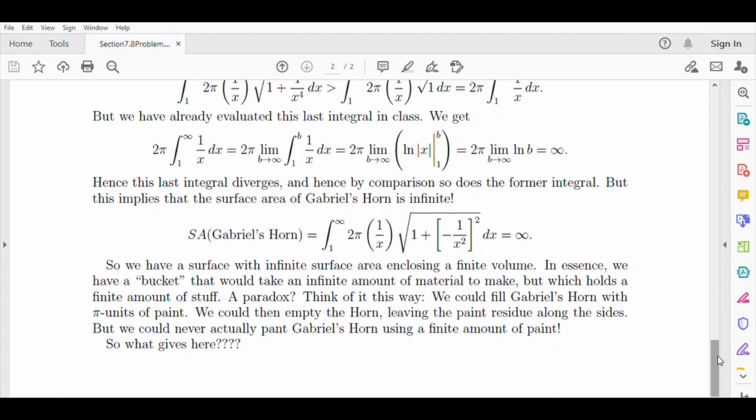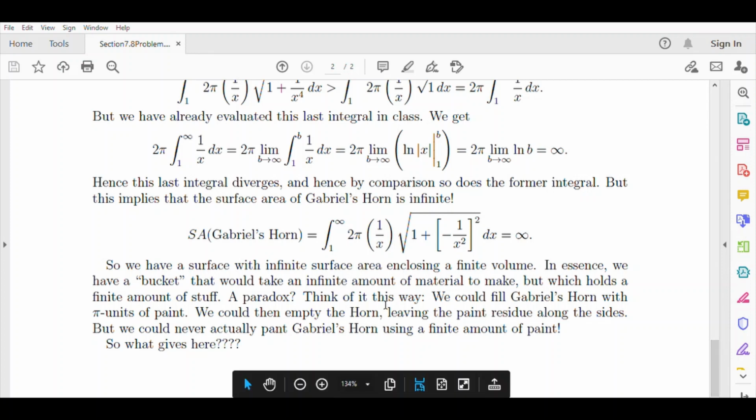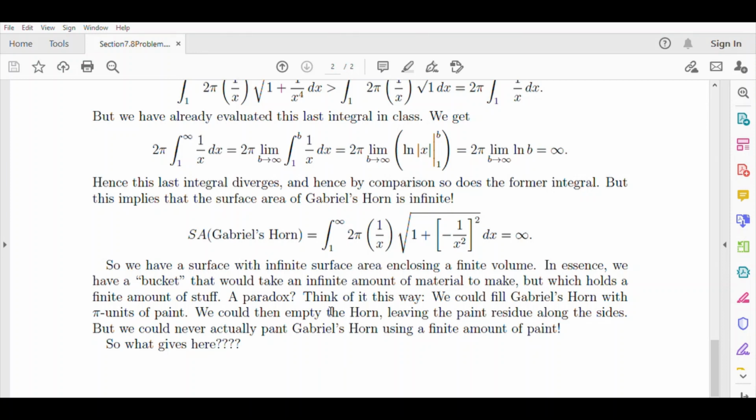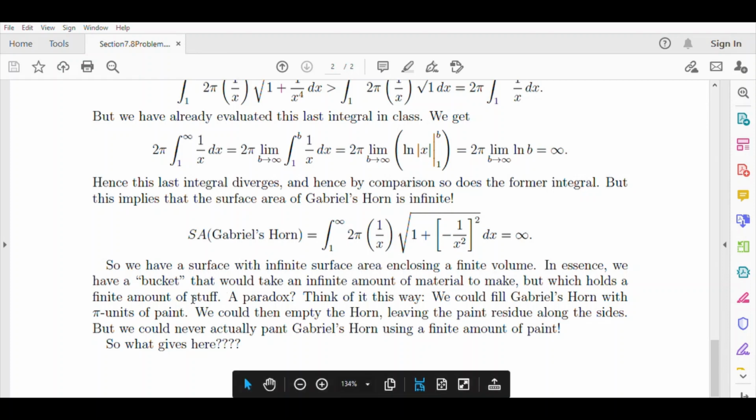So here we can understand it like this: if we paint the Gabriel's horn, then we need an infinite amount of material to paint it, but to fill it we need a finite amount of stuff.